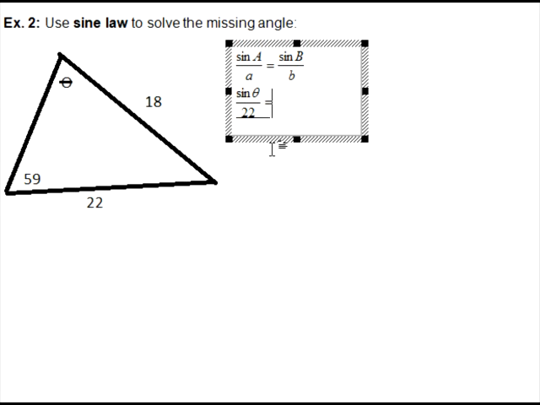All right, Brandon Barr, you're up next. What's my next angle, please? Okay, good. My angle here is going to be 59. So I'm going to say sine of 59. And you're not done yet, Brandon. If this is my angle, what's the related side to it? Good, that's going to be 18. So sine 59 goes with 18.